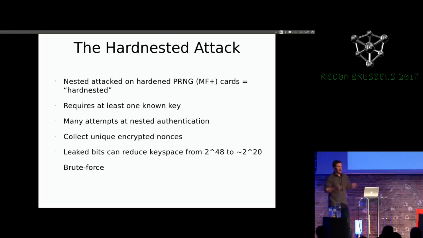So the new attack is dubbed the hard nested attack because it's an extension of the existing nested attack on MyFair Plus cards, which have a hardened PRNG. It still requires one known key, and what you do is you do many attempts at a nested authentication. You collect the unique encrypted nonces between the known sector you have the key for and the unknown sector you're trying to get the key for. With enough of those tries, there's some leaked bits, and what you're basically trying to do is reduce the key space from like 2 to the 48, which is a MyFair Classic key size, down to about 2 to the 20, maybe a little bit bigger, but then from there you can do a brute force.